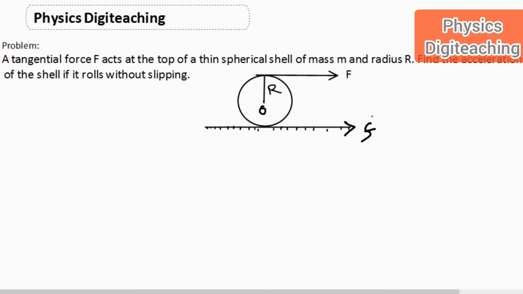Now we set up our equation. The spherical shell rolls in this direction and it moves with linear acceleration a. Now the equation of motion: the net force is F plus small f. We know net force equals mass into acceleration, ma. This is our first equation.